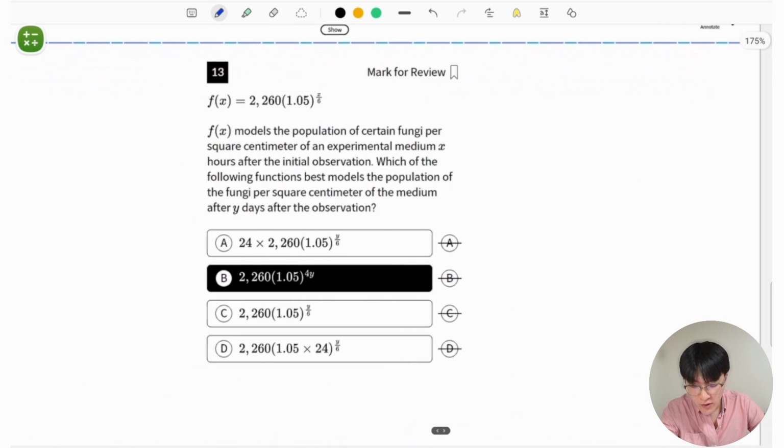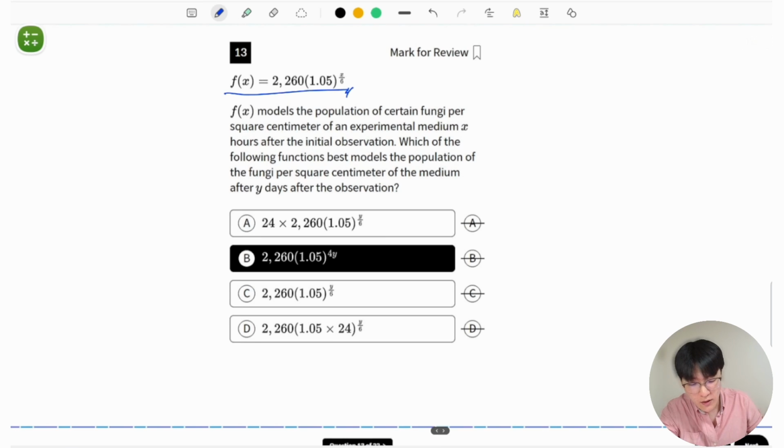All right, question number 13. We have the formula here. It looks like an exponential formula. f(x) models the population of certain fungi per square centimeter of an experimental medium x hours after the initial observation. Which of the following functions best models the population of the fungi per square centimeter of the medium after y days after the observation?